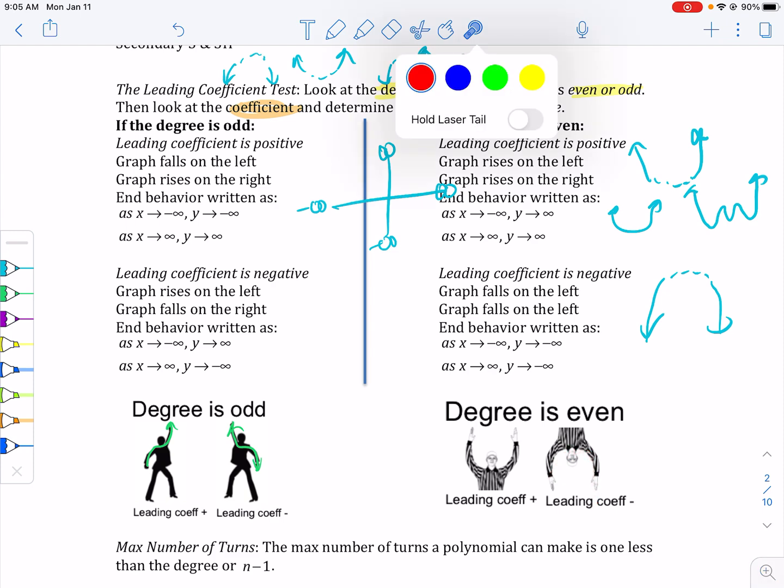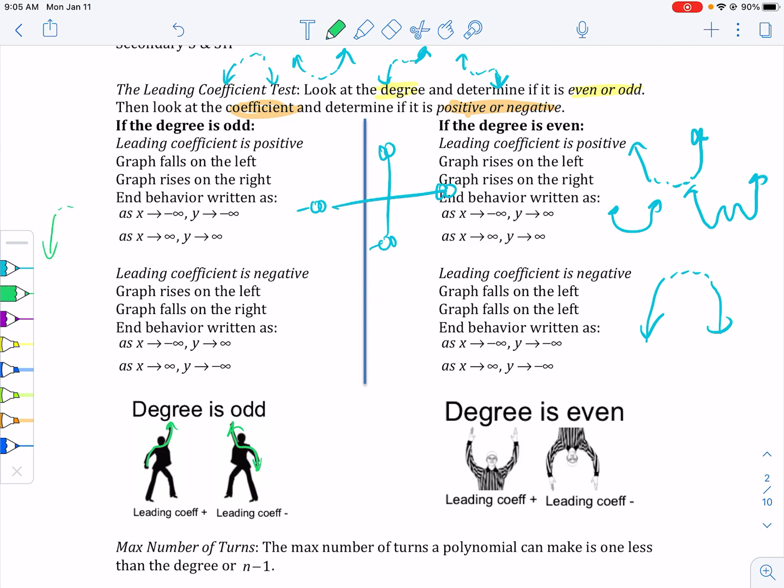Okay? So here, as we go to the left, it's going down. As we go to the right, it's going up. So we'll get this picture. Or if the coefficient's negative, as we go to the left, it's going up. As we go to the right, it's going down. So we have this kind of picture. Okay.